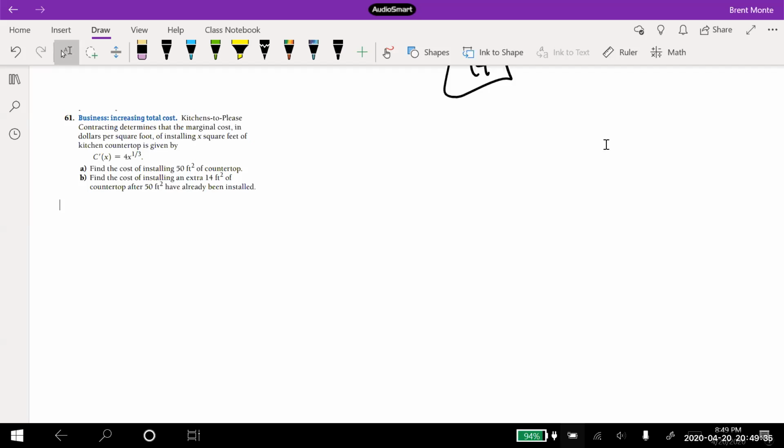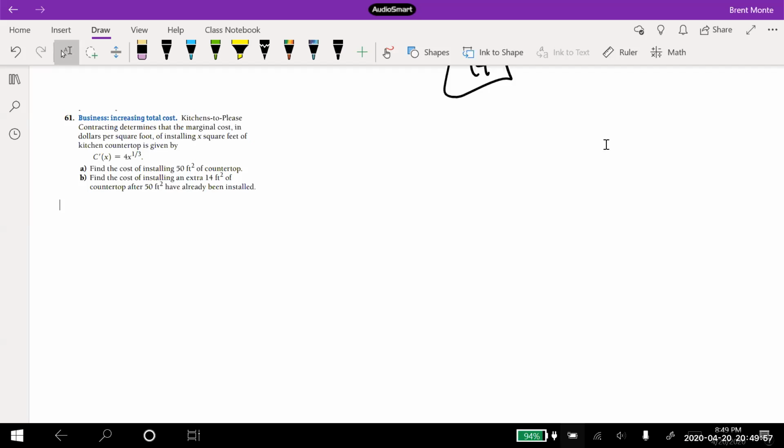All right, so anyway, it says a business, Kitchens to Please Contracting, determines that the marginal cost in dollars per square foot of installing x square feet of kitchen countertop is given by C prime of x equals 4x to the 1/3. Part A says find the cost of installing 50 square feet of countertop.